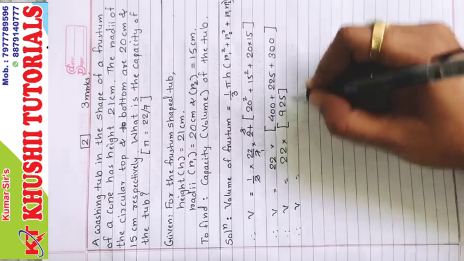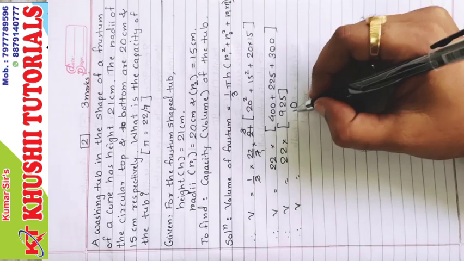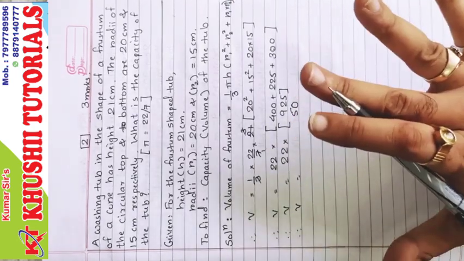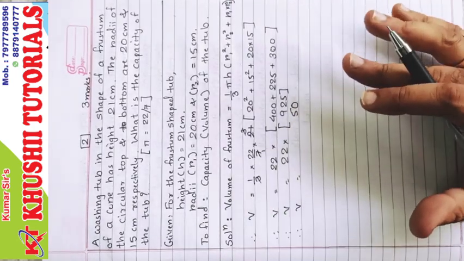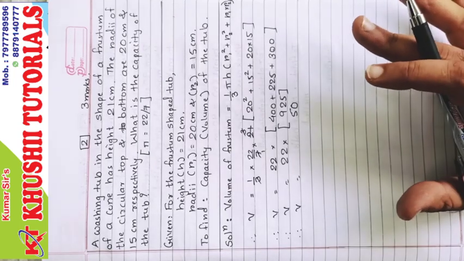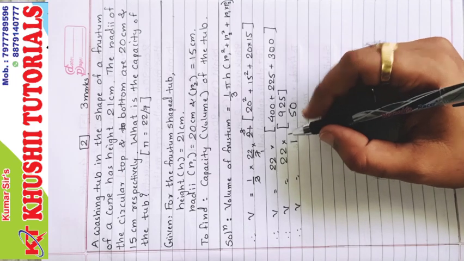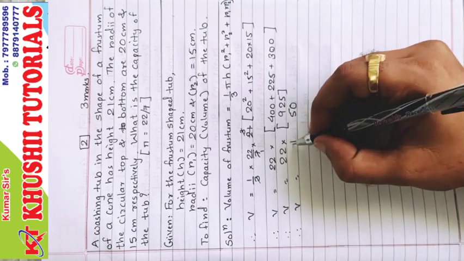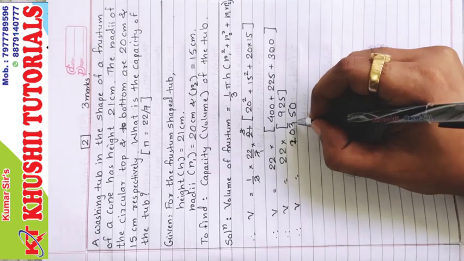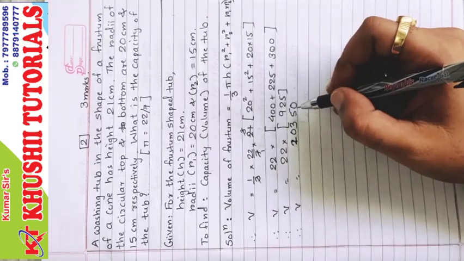So V equal to 22 5s are 110, so 11 left. 22 2s are 44 and 11, 55, so 5 left. 22 9s are 198, 198 and 5, 203. So 20350, right? 20350.